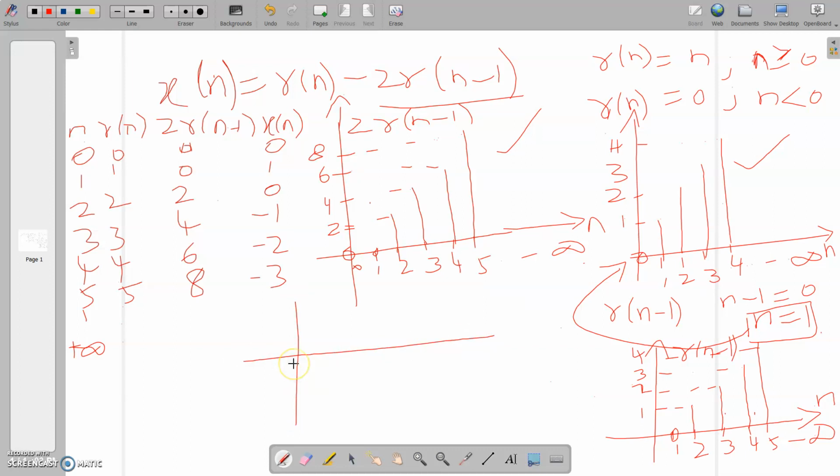So we have 0, 1, 2, 3, 4, 5, 6 up to infinity. What are all the amplitudes we have? 0, 1, 0, minus 1, minus 2, minus 3 and so on. At 0, the amplitude is 0 only. At 1, the value is 1. So your signal will be like this.